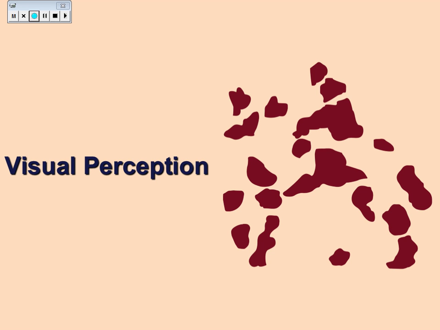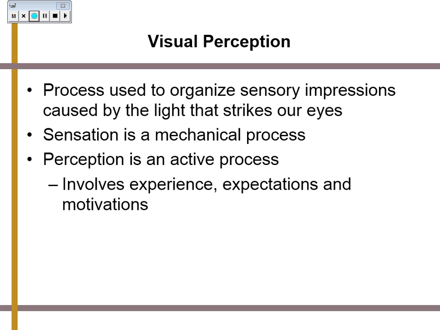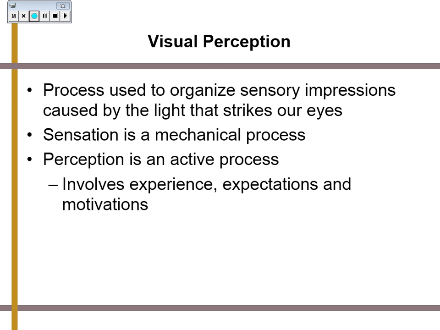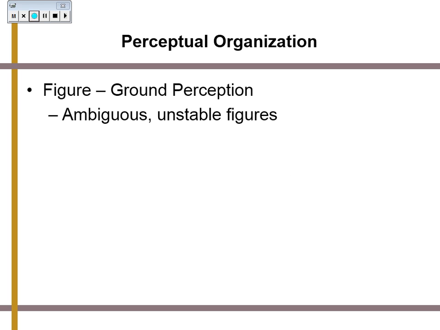Visual perception. We're going to go over this, and we're going to stop at visual perception. Now, visual perception is the way you organize sensory impressions. What are sensory impressions? It's literally what you gather from your senses, your impression of what you gather from your senses. Okay? Now, when we go into this whole idea of perceptual organization.